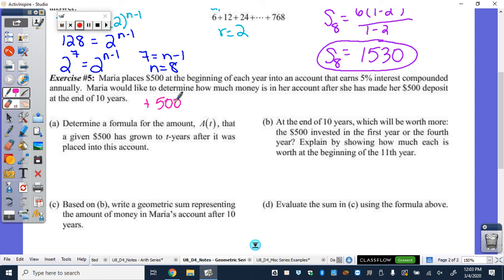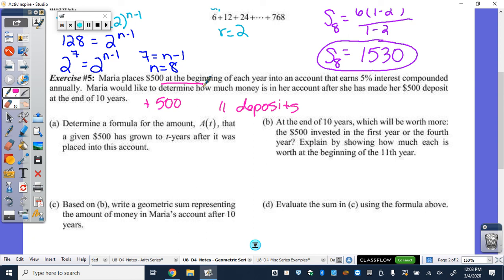So how many deposits does she actually make? 11, because she makes one each year, and then at the end of 10 years, she makes one more. You want to know how much is after her $500 deposit at the end of year 10. So at the beginning of each year, she's putting in 500, so there's 10 of them, and then there's one more at the very end of year 10. So she makes 11 deposits total.